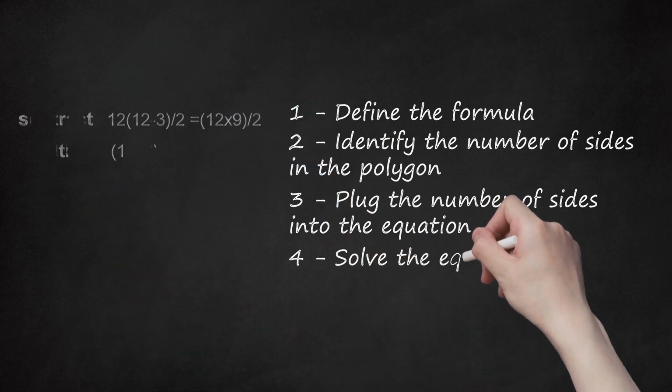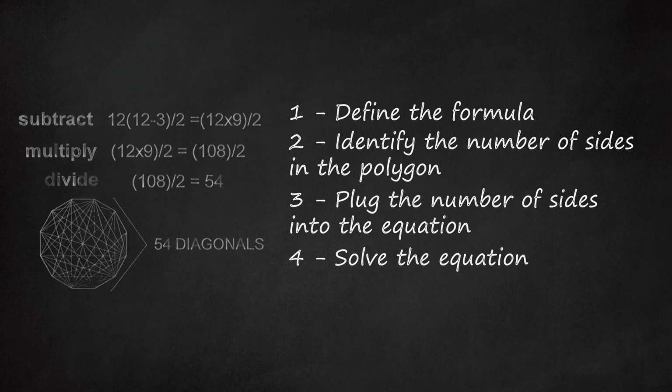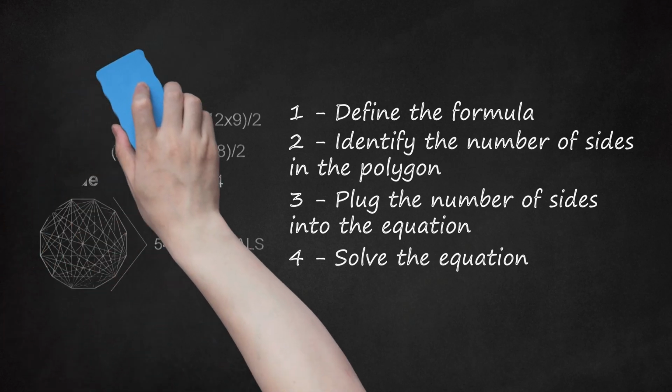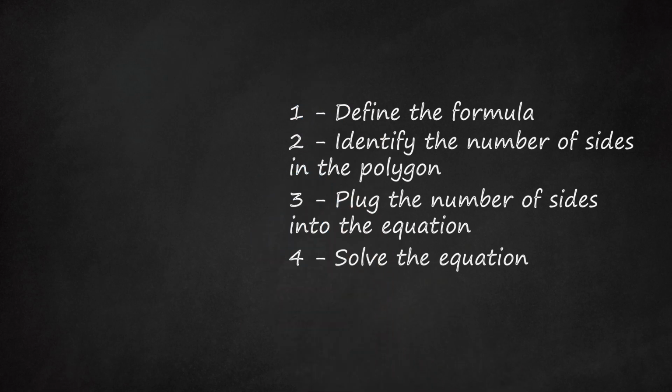4. Solve the equation. Finish by solving the equation using the proper order of operations. Start by solving the subtraction, then multiply, then divide. The final answer is the number of diagonals the polygon has. For example, 12(12-3)/2. Subtract, 12 times 9, over 2. Multiply, 108 over 2. Divide, 54. A dodecagon has 54 diagonals.